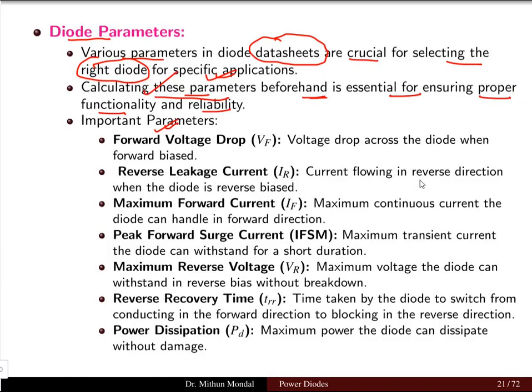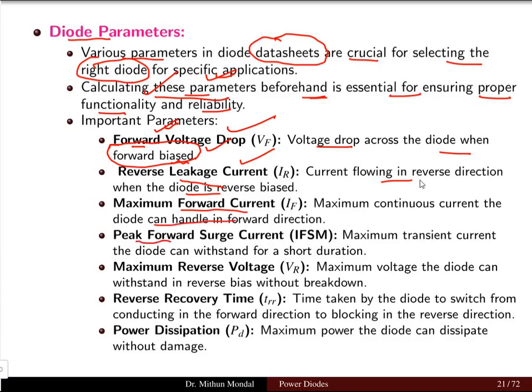There are numerous such parameters. For example, the voltage drop under the forward bias junction, that is the voltage drop across the diode when forward biasing occurs. Forward biasing and reverse biasing we have discussed in the previous lecture. The reverse leakage current is the current in the reverse direction when the diode is reverse biased. So we should have a proper knowledge of this leakage current and the voltage drop. We should also know the maximum forward current that the diode can handle in the forward direction.